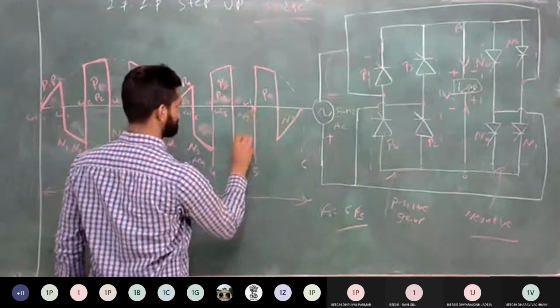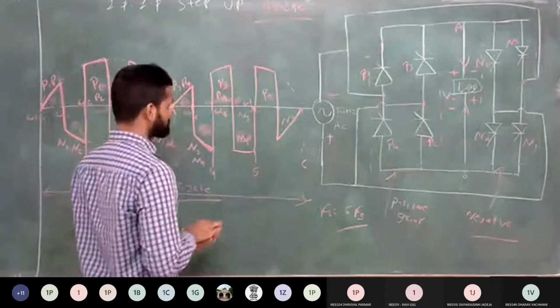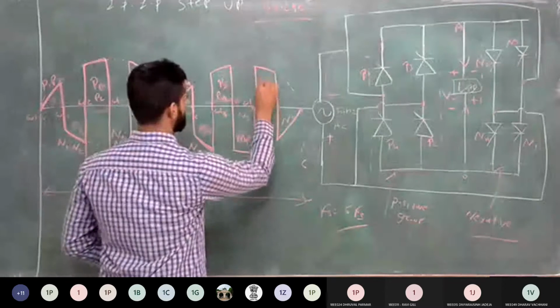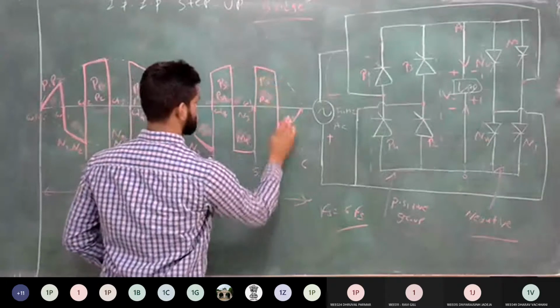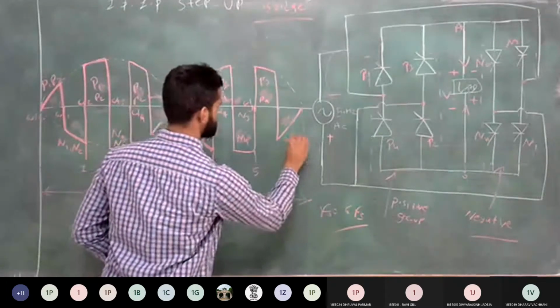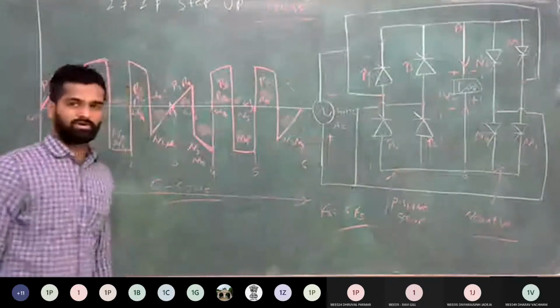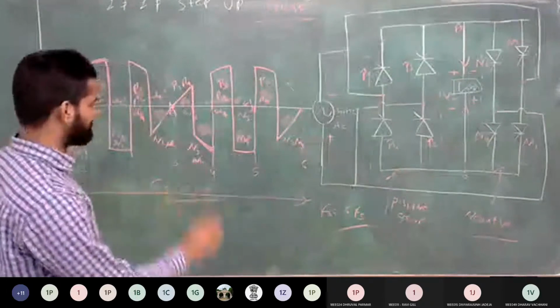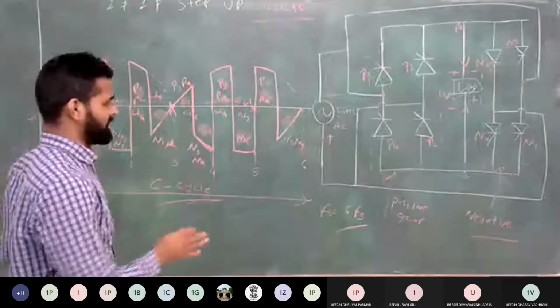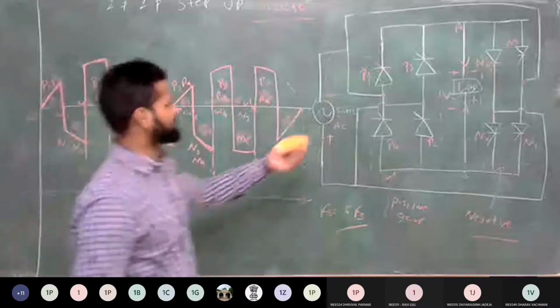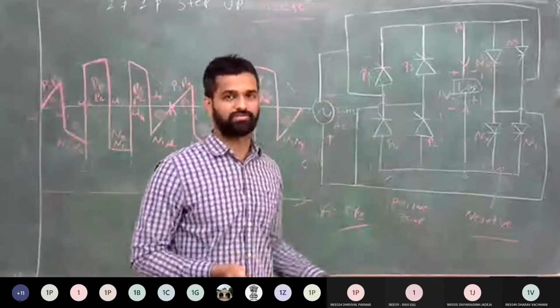N3 and N4, P3, P4, and N3, N4. So it means that you get the same frequency output voltage with the same waveform by using this bridge configuration also. Clear?